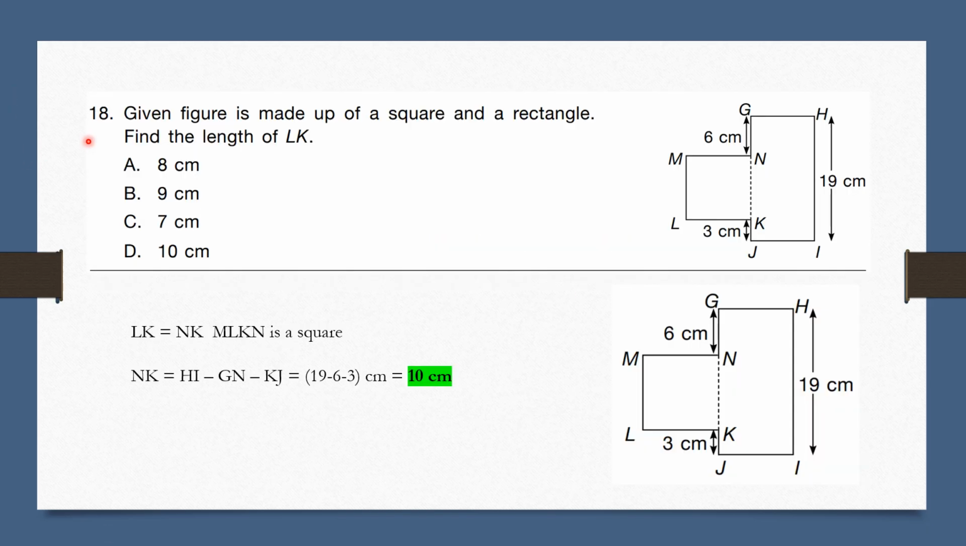Question number 18. Given figure is made up of a square and a rectangle. Find the length of LK. So length of LK is same as NK because MLKN is a square. So let's find the value of NK, which will be HI minus GN minus KJ. So it is 19 minus 6 minus 3 equals 10 centimeter. So our answer is option D, 10 centimeter.